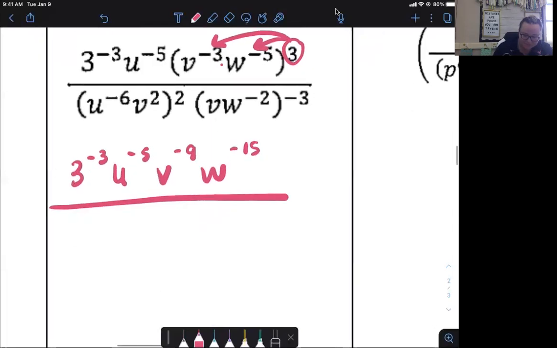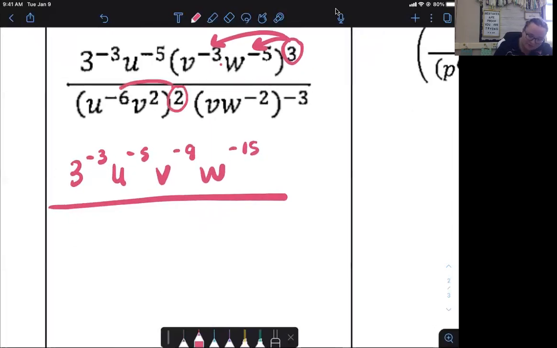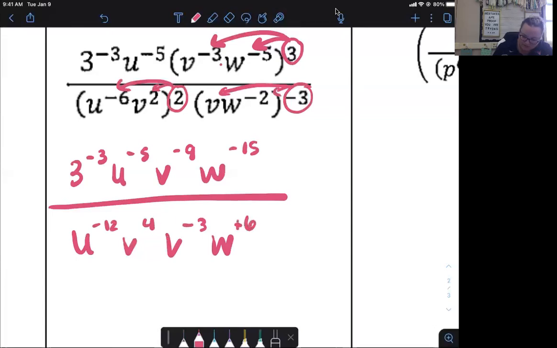And then we're going to square everything in the parentheses here. So we're going to have u to the negative 12th, v to the 4th. We're going to take everything in parentheses here to the negative 3rd. We're going to have v to the negative 3rd, w to the negative, just kidding, the positive 6. So positive 6.